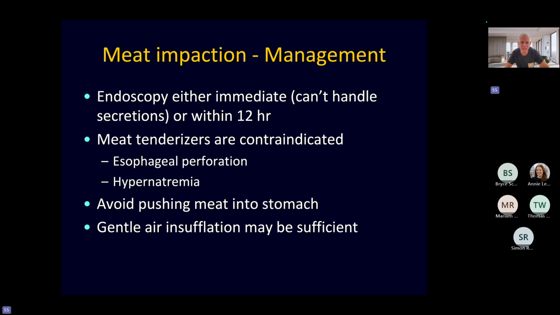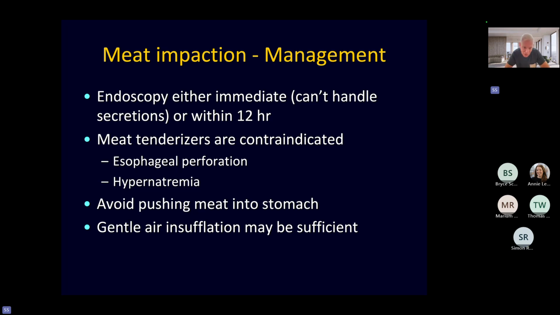So when you have a meat impaction, if they can swallow secretions, I will try the Coca-Cola trick, see if that works. If they can't handle secretions, they need to be scoped immediately. Don't use meat tenderizers. That's a favorite board question.